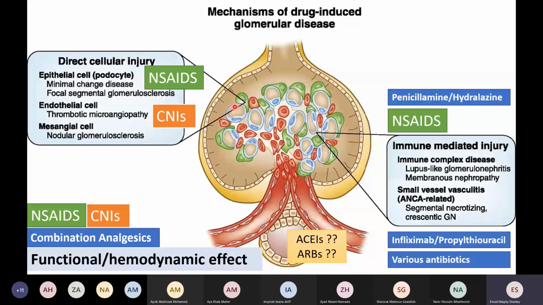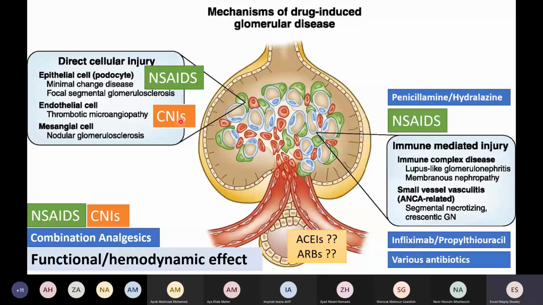One of the most important drugs that can cause this is the calcineurin inhibitors. The calcineurin inhibitors are very widely used immunosuppressive drugs, such as cyclosporin and tacrolimus. They are used in various immunological diseases and in various cancers.